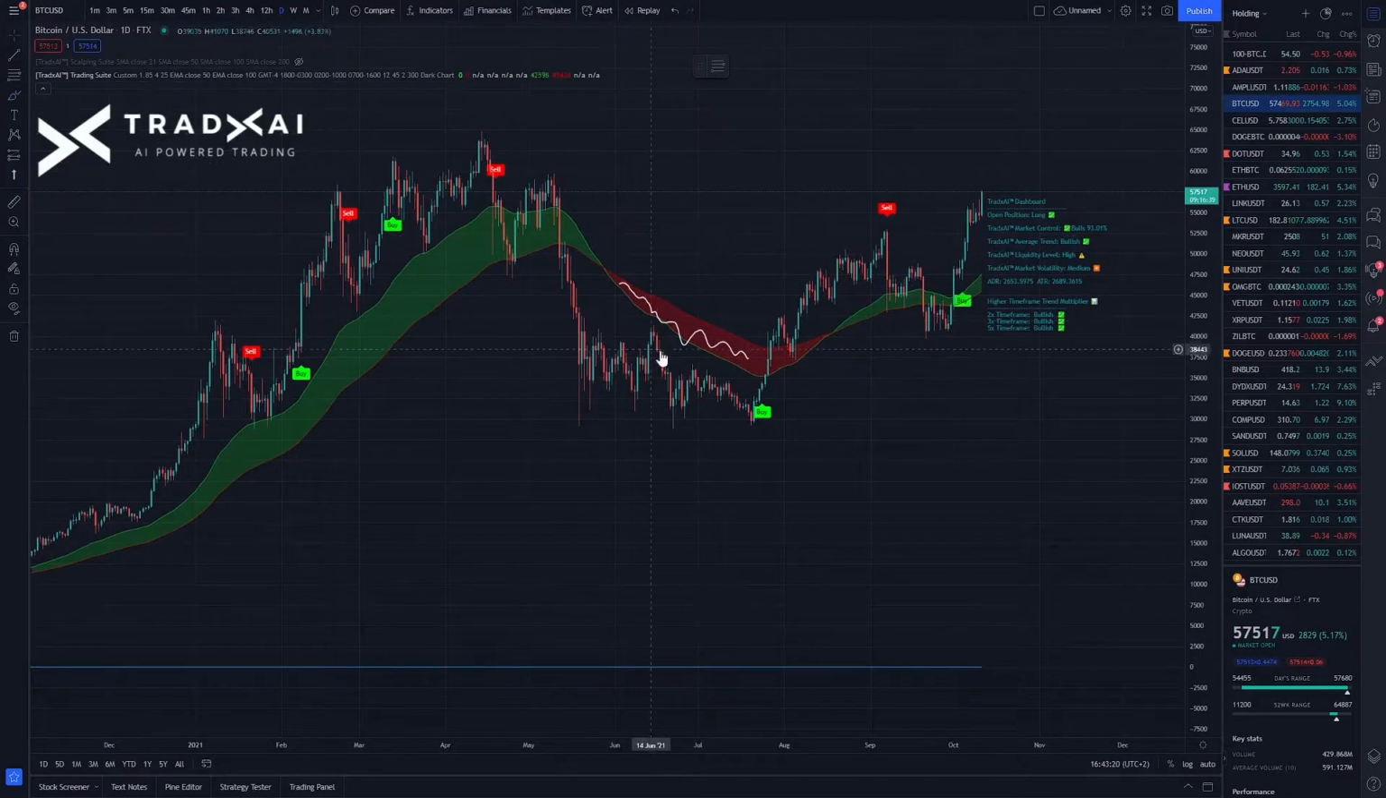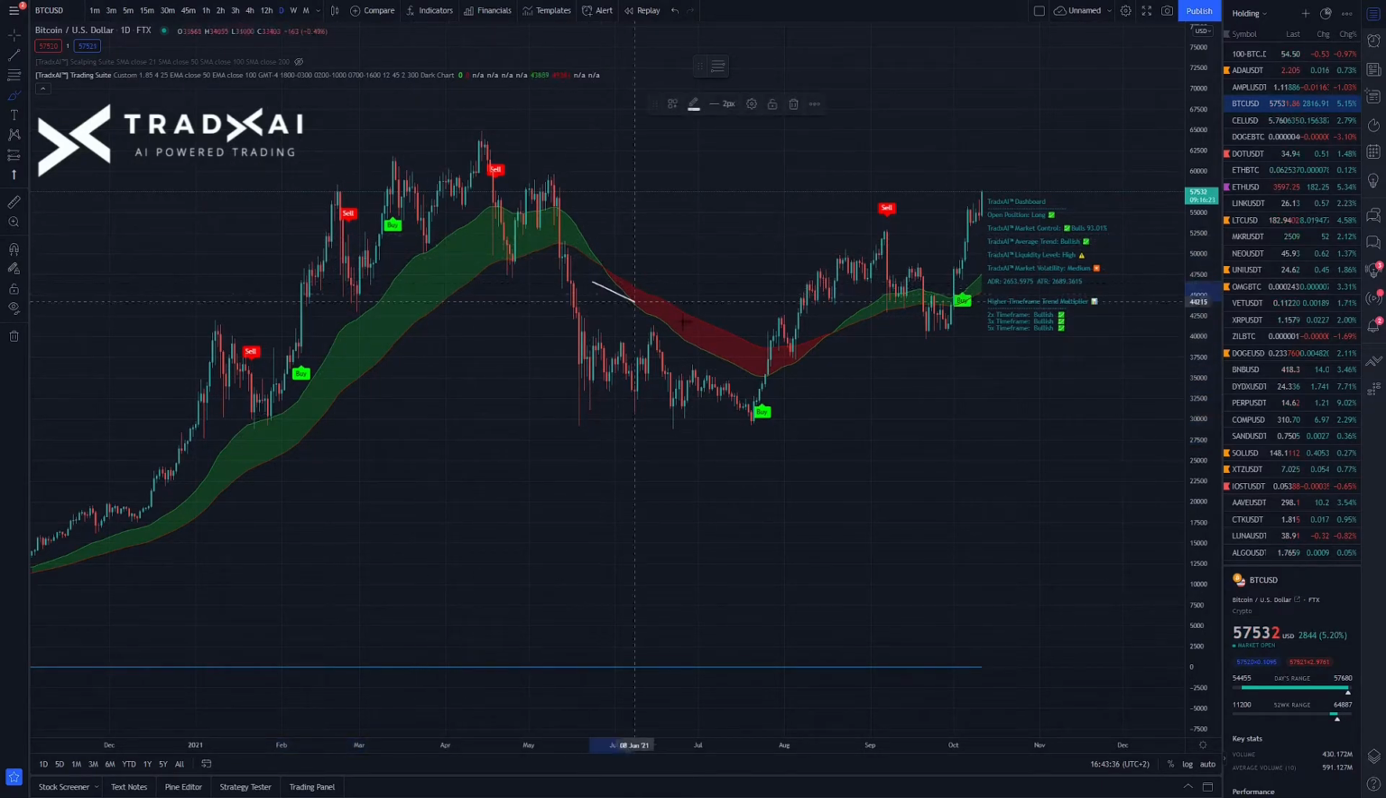You can also use the cloud as support and resistance. When the price is above the cloud, it will work as strong support, and when the price is below, it will serve as resistance. You can see a good example here on the chart.